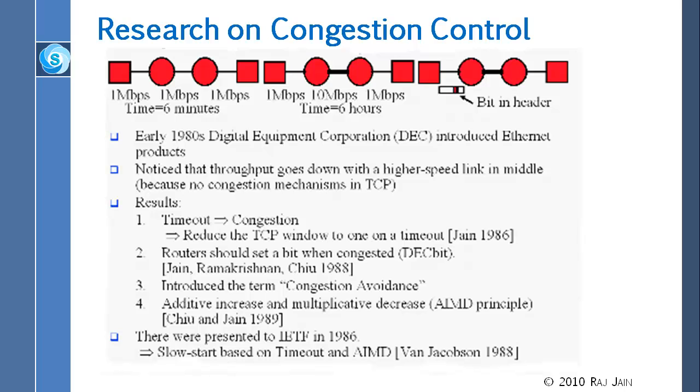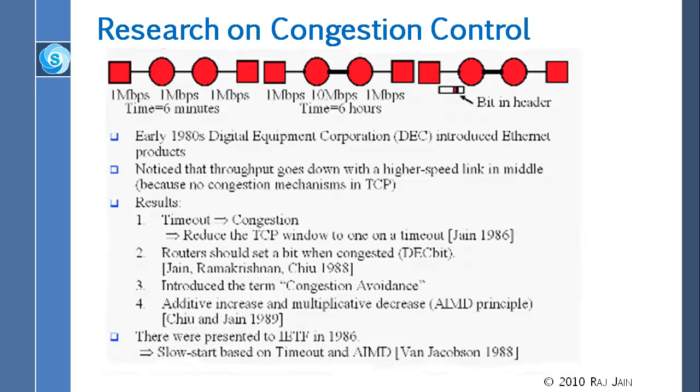The second thing we did was we found out how to go up from 1. So we did something called the AIMD principle, additive increase and multiplicative decrease, and that has become a classic paper back in 1989. It now has 1,000 references or so.